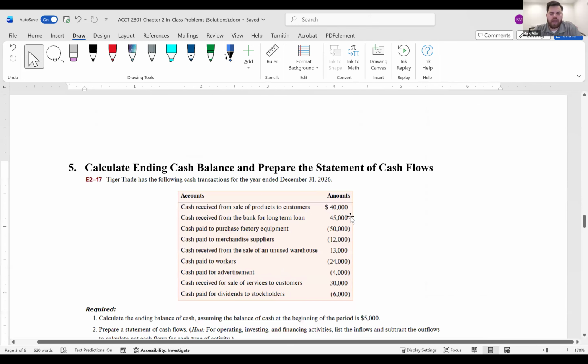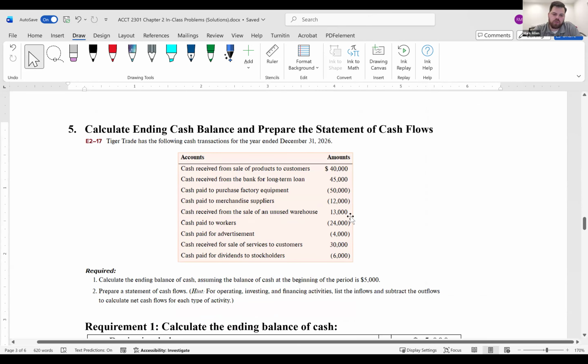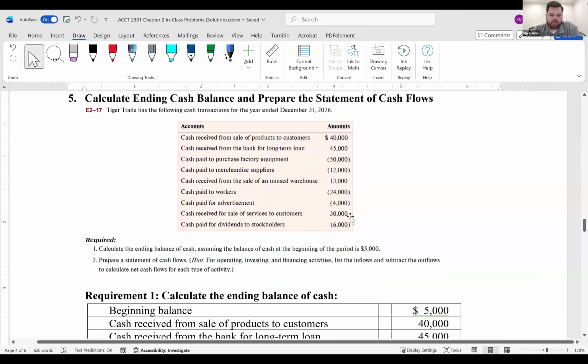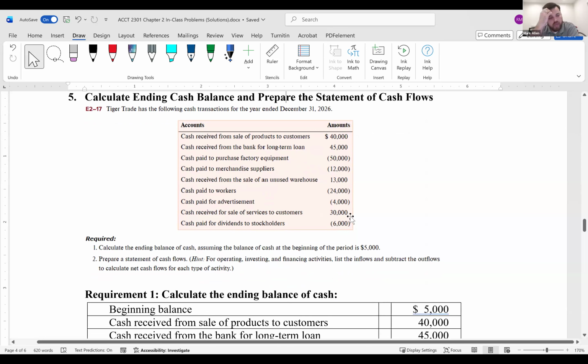So next we will look at the statement of cash flows. We'll first calculate the ending cash balance, and then we'll prepare the statement. So here we go. Tiger Trade has the following cash transactions for the year. First, they received some cash from the sale of products to customers.